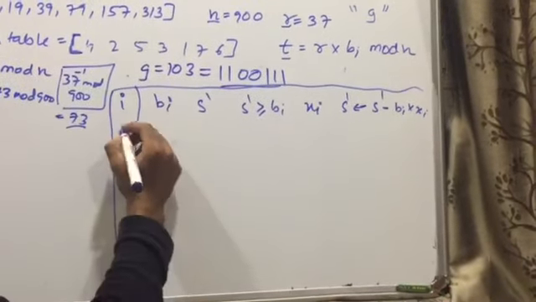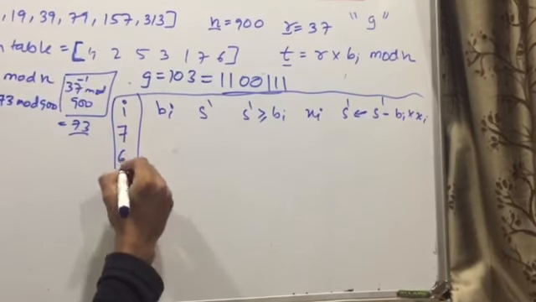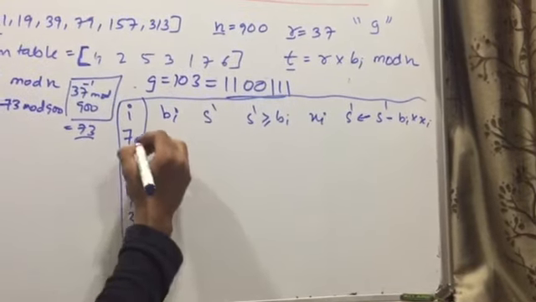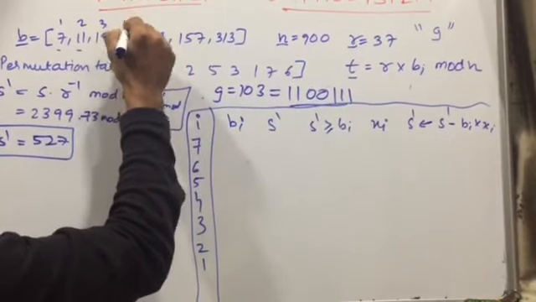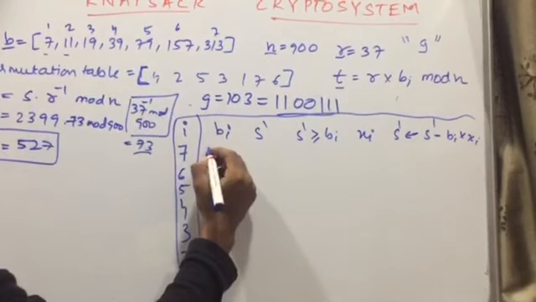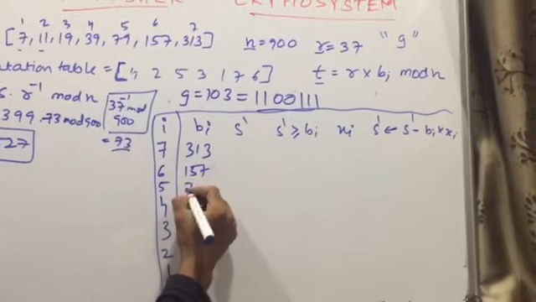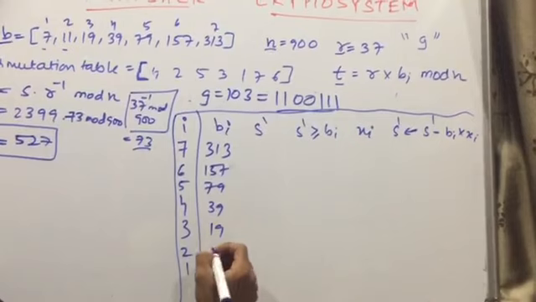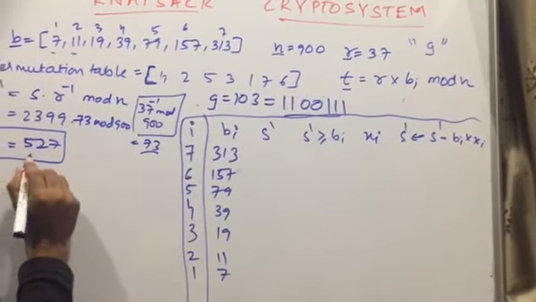Okay, so you have to write this in reverse form: 7 6 5 4 3 2 1. Okay, so what's the BI over 7? This is 1 2 3 4 5 6 7. So write this in the reverse form: 313, 157, 79, 39, 19, 11 and 7. The S dash value is 527.